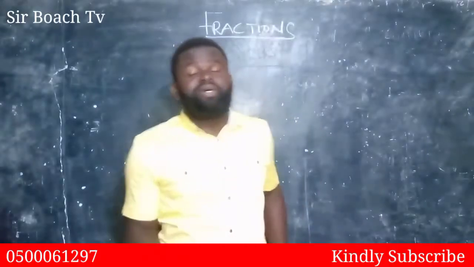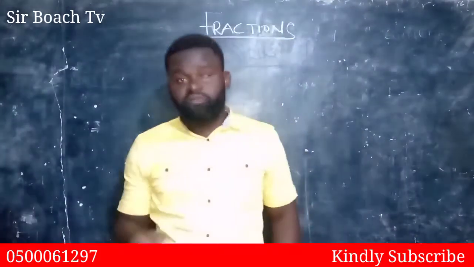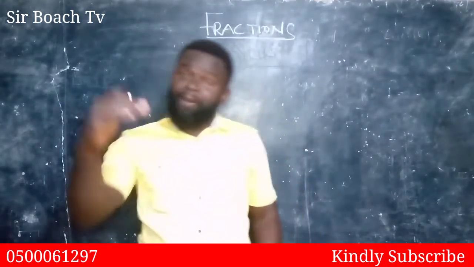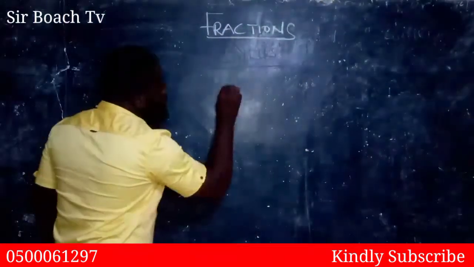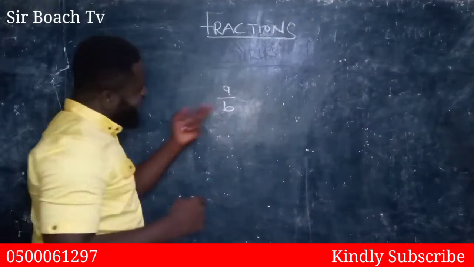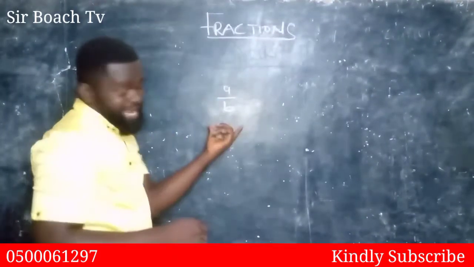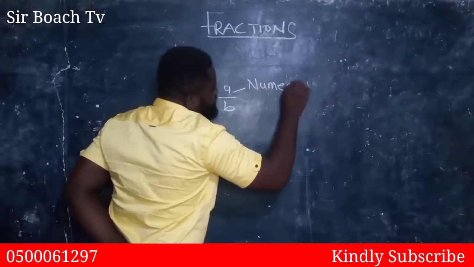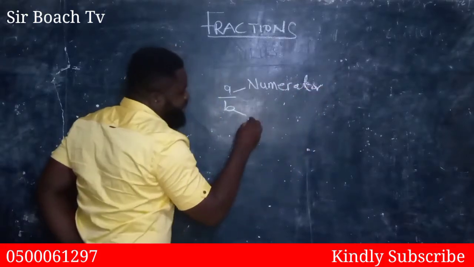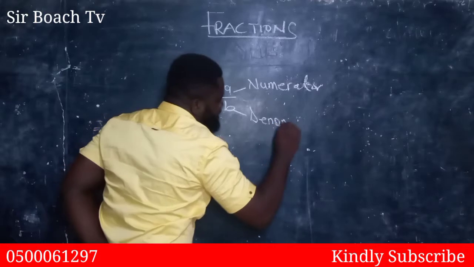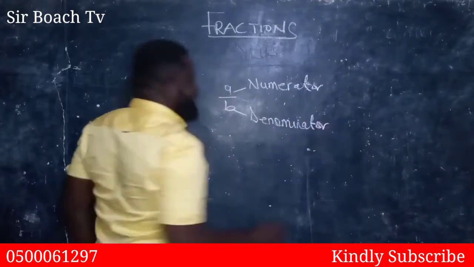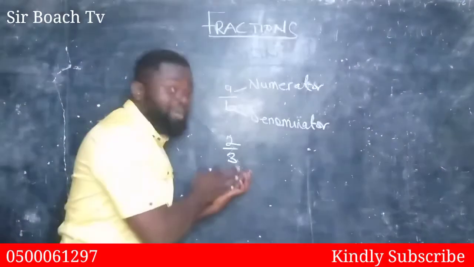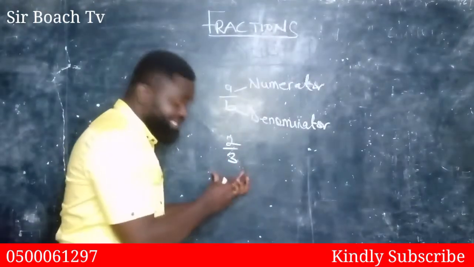Now, stay tuned. Fractions are defined as part of a whole. Fractions have two parts, the upper part and the lower part. So it is written like this: a, b, with a line in between them, a number up and a number down. The top number is called a numerator, and the down number is called a denominator. Anytime we have a number written in a form like this, let's say 2 on 3, this is called a fraction. It is part of a whole.